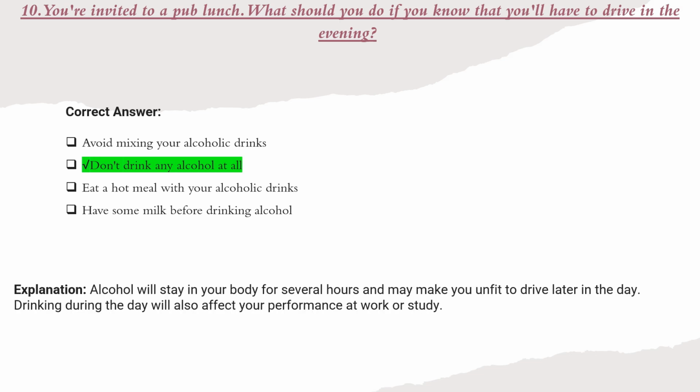Explanation: alcohol will stay in your body for several hours and may make you unfit to drive later in the day. Drinking during the day will also affect your performance at work or study.